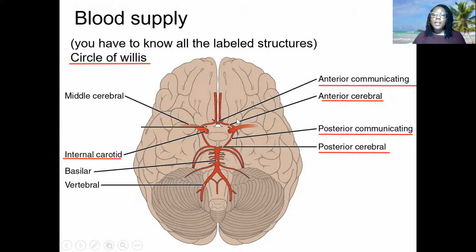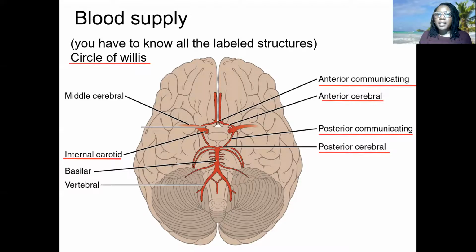So the circle of Willis is this loop-like connection of blood vessels that can be seen on a ventral view of the brain. So if you take the brain, flip it over and look at it from a ventral view, you can see this loop of blood vessels that's called the circle of Willis. The purpose of the circle of Willis is so that there is a continuous supply of blood to the brain.